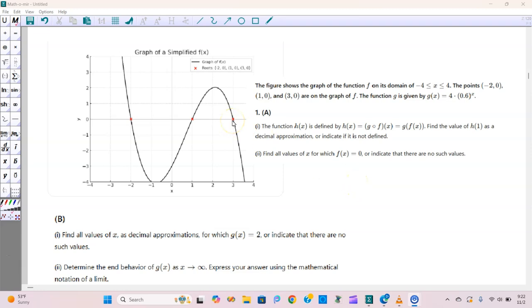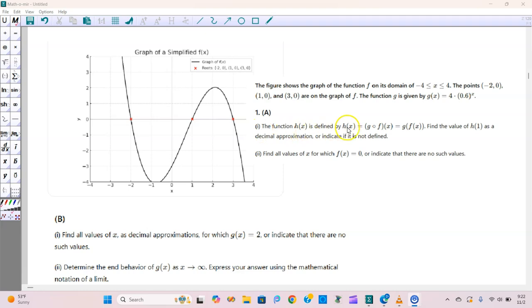Let's review some pre-calculus AP questions. We have a function here and it says the figure shows the graph of the function f on its domain -4 through 4. The points (-2, 0), (1, 0), and (3, 0) are on the graph. The function g is given by g of x equals 4 times 0.6 to the x. Now, look at part A here.